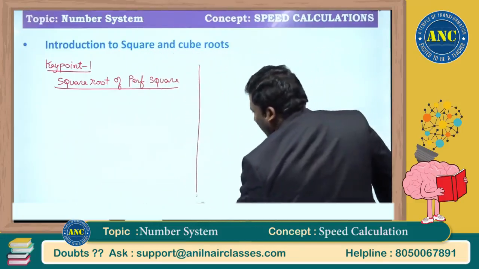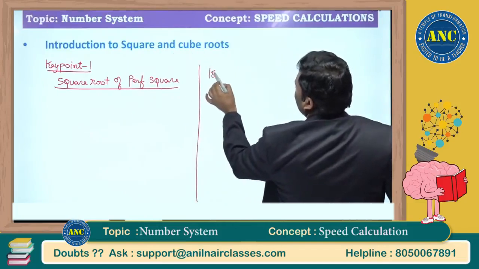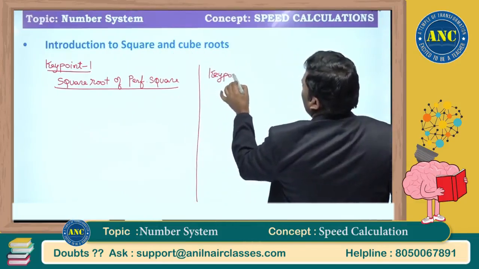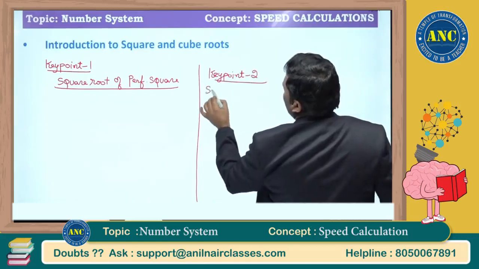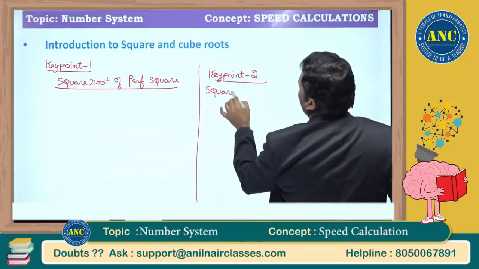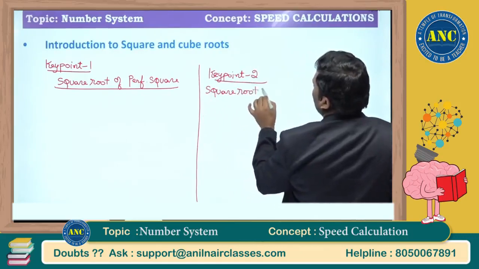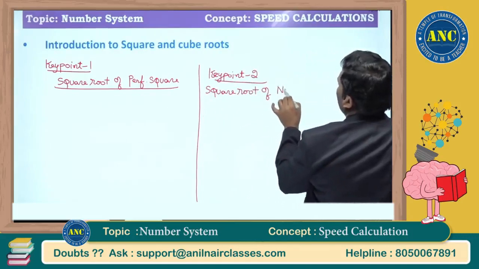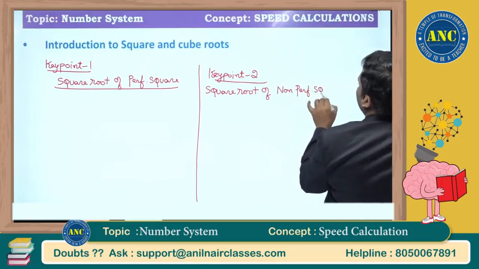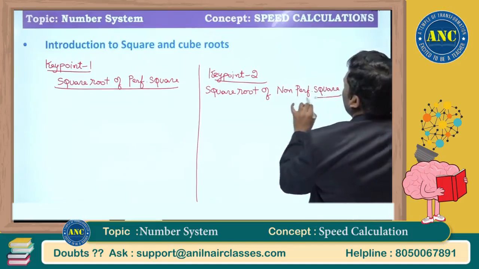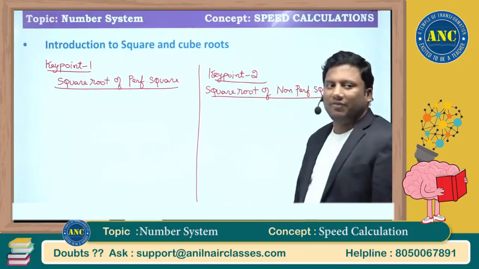Key point 2: how to find out the square root of a non-perfect square. Already we discussed it in my shortcut video, but however I explain this, you can go back and see the approximation video.